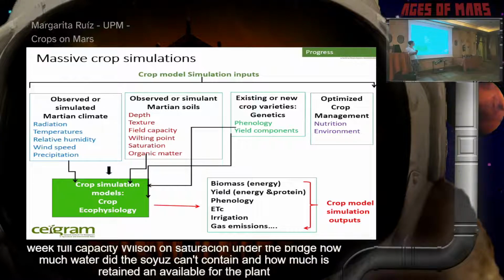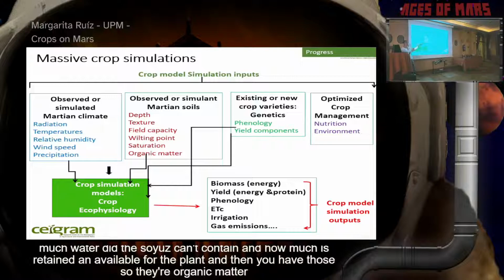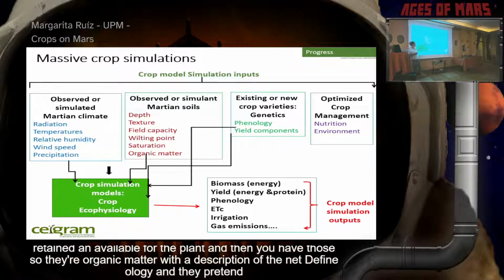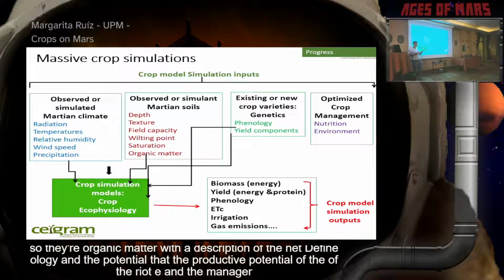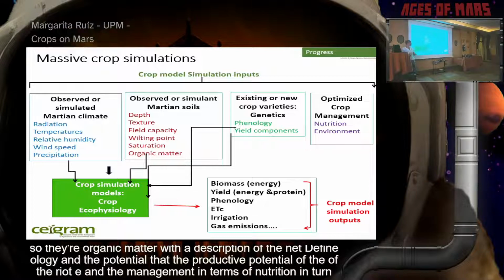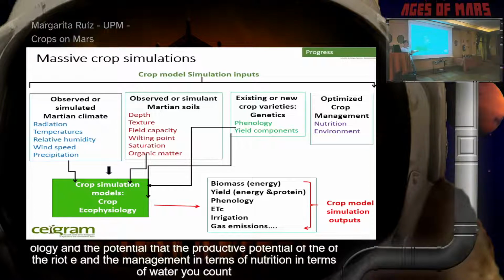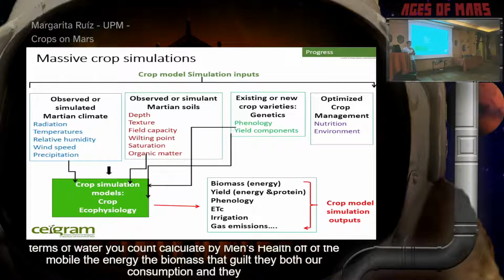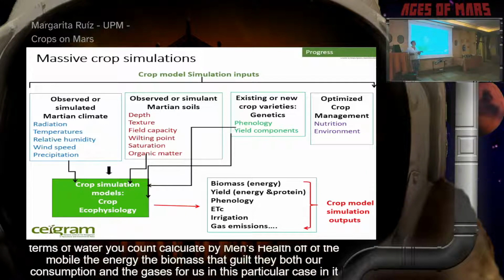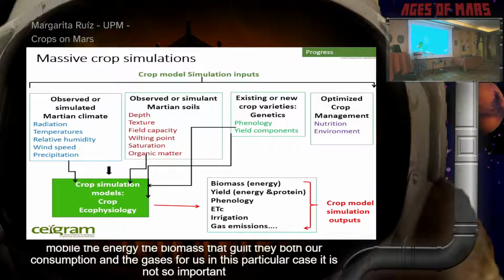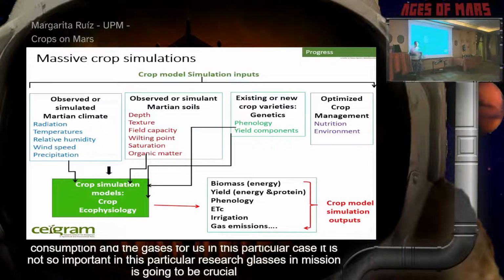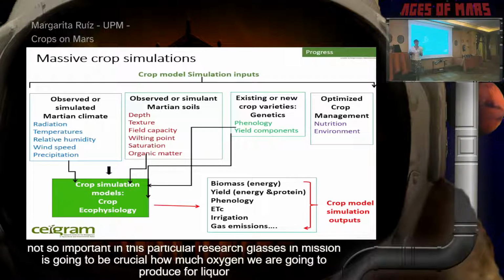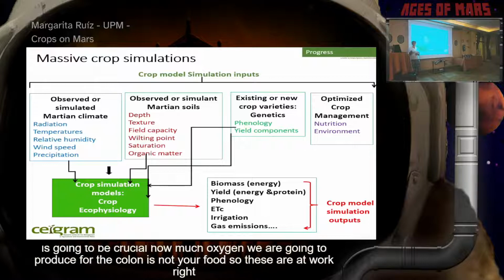And then you have also the organic matter, with a description of the phenology and the productive potential of your variety, and the management in terms of nutrition and water. You can calculate by means of the model the energy, the biomass, the yield, the water consumption, and the gases. For us, in this particular case on Earth, it is not so important, but in this particular research, gas emission is going to be crucial. How much oxygen we are going to produce for the colony, it's not just food. So these are our crop simulation outputs.